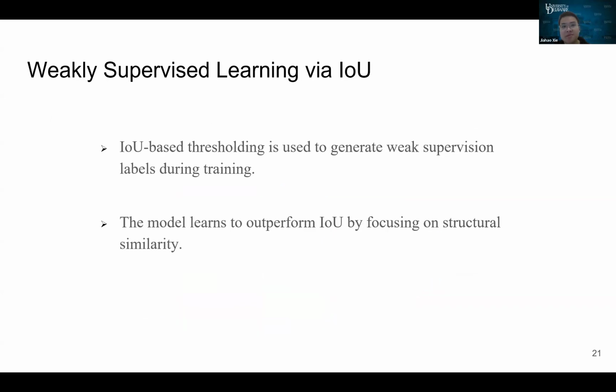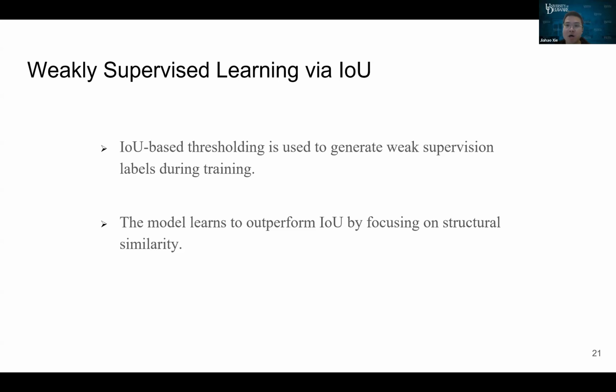Layout GMN is trained using weakly supervised learning, where IOU-based thresholding is used to generate labels. Intersection over union is a simple pixel-based metric that is used to distinguish between positive and negative examples during training.